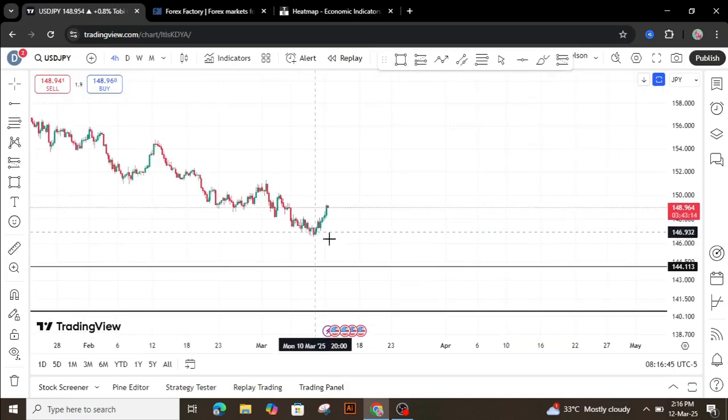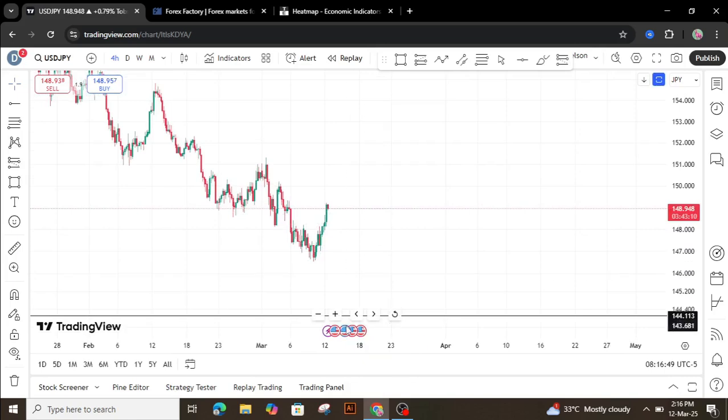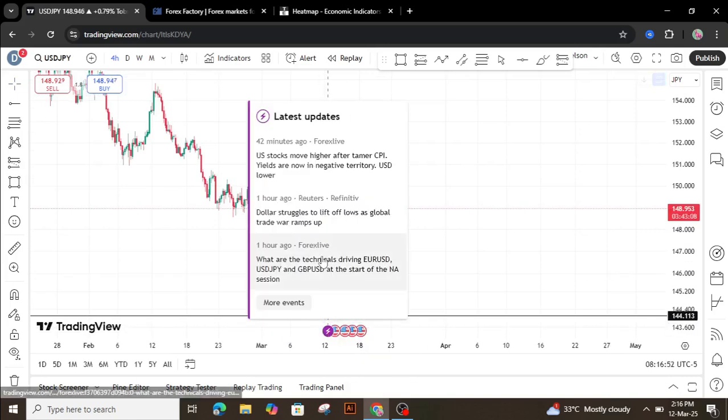As you can see, the market is even pushing up here, and I think I saw an article that said dollar struggles to lift off lower lows as global trade war ramps up. I think, yeah, basically we are getting to the end of this trade war. I have not read this article, but these are some of the articles you are going to read to understand what is actually going on, so that you won't be caught up after checking the fundamental economic data.